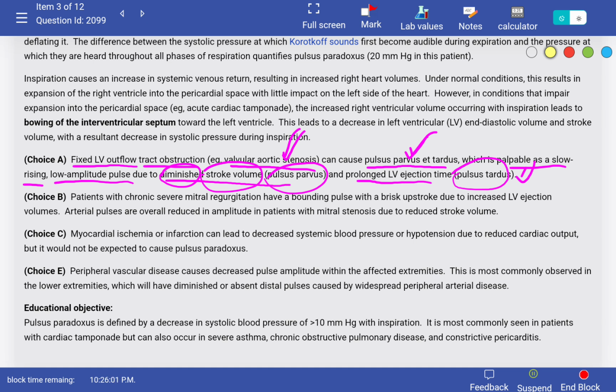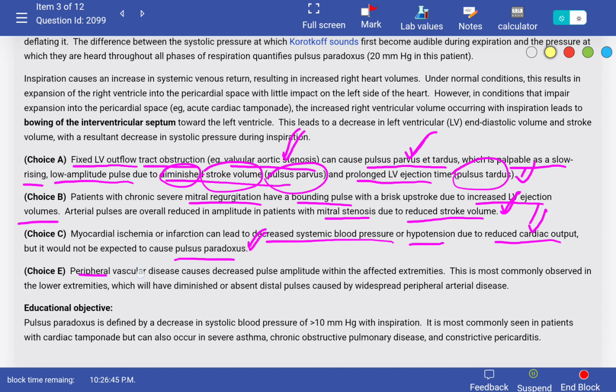Option B, patients with chronic severe mitral regurgitation have a bounding pulse with a brisk upstroke due to increased left ventricular ejection volumes, right? Arterial pulses are overall reduced in amplitude in patients with mitral stenosis due to reduced stroke volume. Why not option C, myocardial ischemia or infarction? They can lead to decreased systolic BP, or hypotension, due to reduced cardiac output, but we wouldn't expect them to cause pulsus paradoxus.